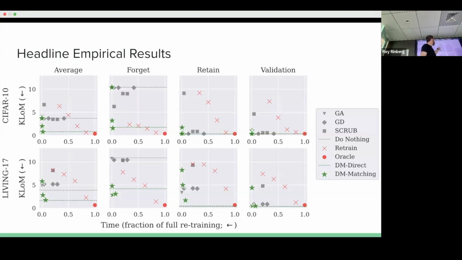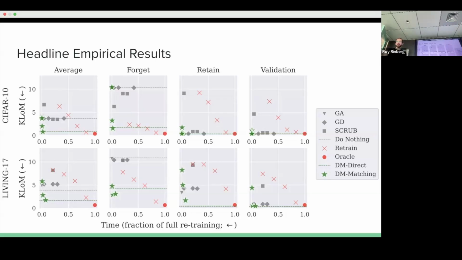The gray lines are the things that exist already, and they kind of don't work that well. Maybe they work well on validation and retain, but they don't work here. And if you care about some combination, this is just the weighted average. And then you have our methods. Data model matching just plummets down very quickly.